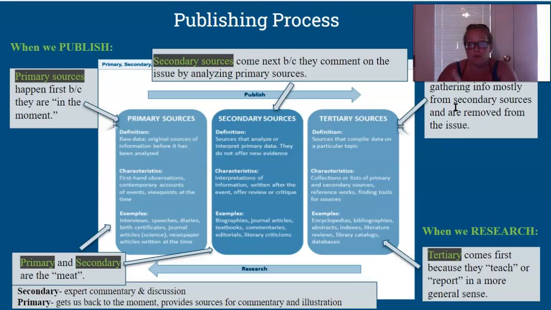Tertiary comes after. It's way more removed and it gathers mostly from secondary sources. So it's using secondary sources that come later already to talk about issues. So again, more removed from the issue, they compile data on a particular topic. So collections or lists of primary and secondary sources like encyclopedias, bibliographies, abstracts, indexes, library catalogs, databases, information pages, lists of facts, things like that. Okay, so we move from primary to tertiary when we're publishing.